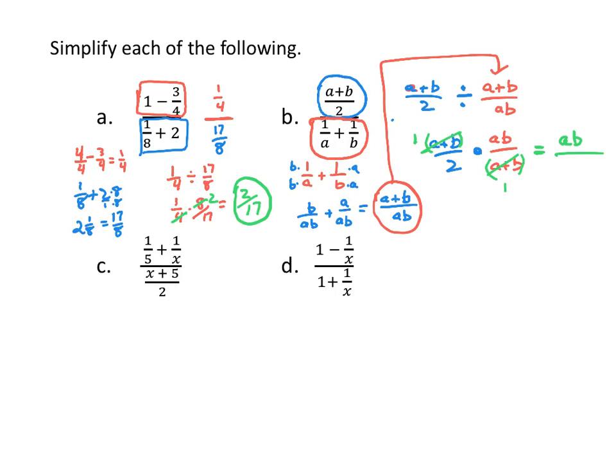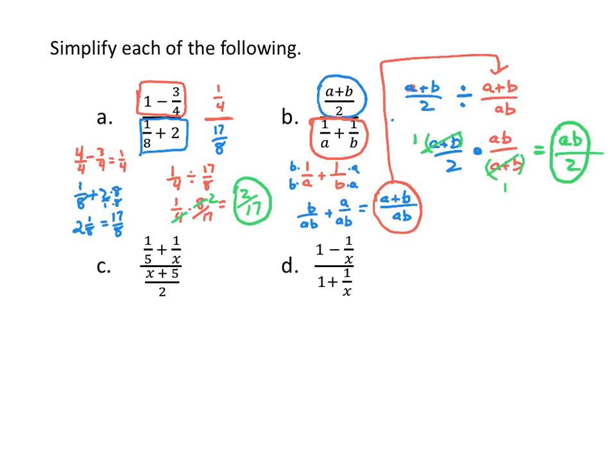And 2 times 1, which is 2. Our final answer on that one is ab over 2. All right, let's try C. This would be a good one now that you have some experience. You try it. And D, pause, try it, unpause, check your answer.